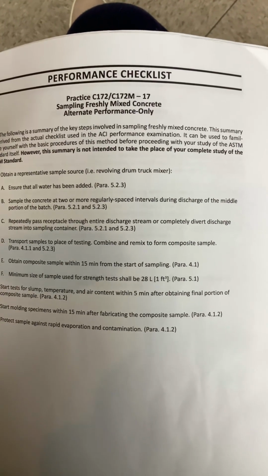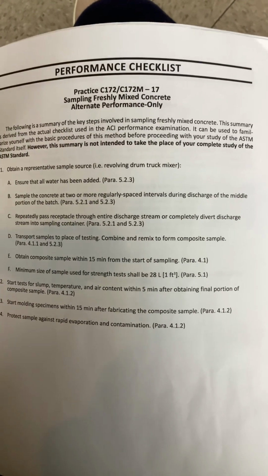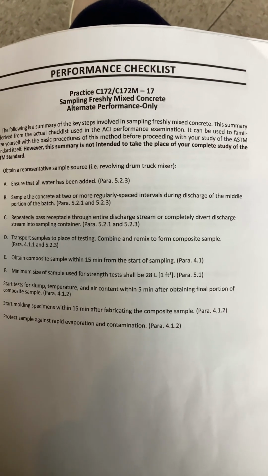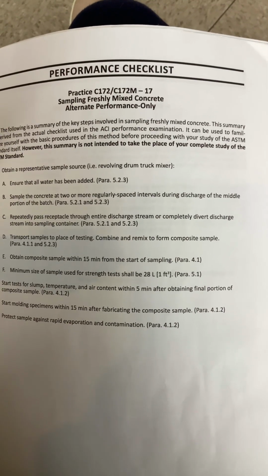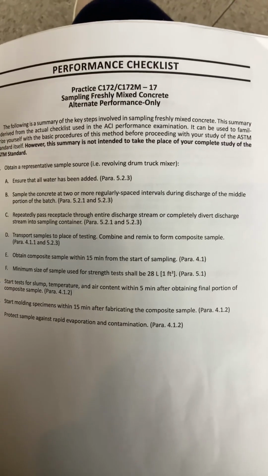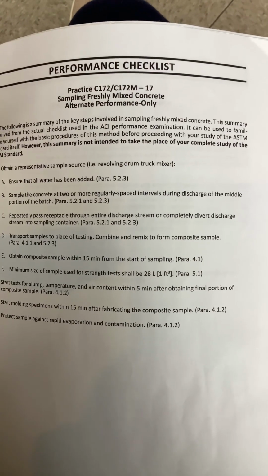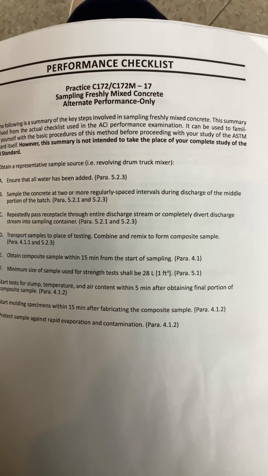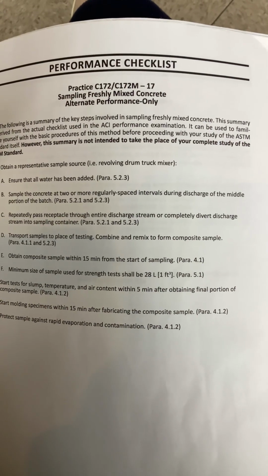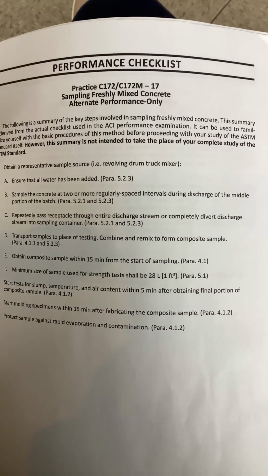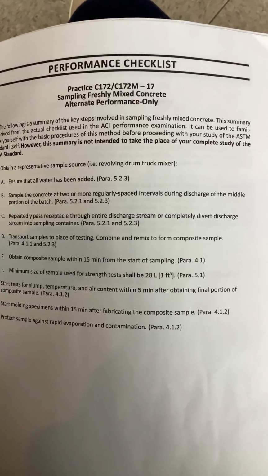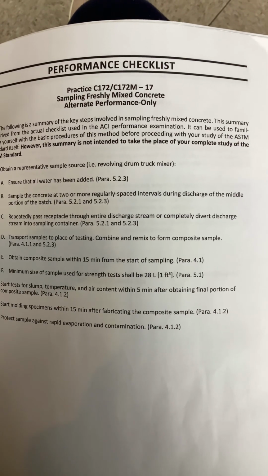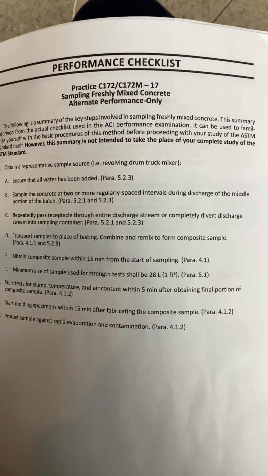Obtain a representative sample, for example from a revolving drum mixer. Ensure that all water has been added. Sample the concrete at 2 or more regularly spaced intervals during discharge of the middle portion of the batch. Repeat, passing the receptacle through the entire discharge stream, or completely divert the discharge stream into sampling containers. Transport samples to the testing center. Combine and mix to form composite samples.